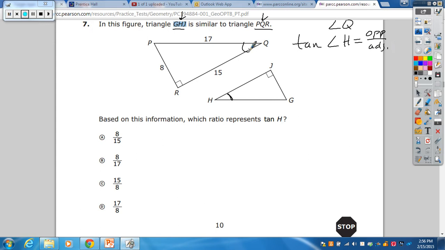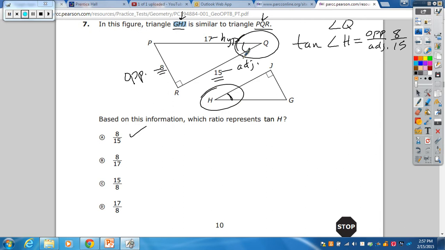And so if I do this, the tangent of the angle, the opposite side, I would label all three of these before I even get going here. Here's the hypotenuse, which is opposite the right angle. Here's your opposite side, and here's your adjacent side. So if I do 8 over 15, opposite over adjacent, that's where I want to start with, and letter A is your correct answer for that problem. Okay? And it all comes back to that the corresponding angles within similar triangles are going to be congruent to each other.